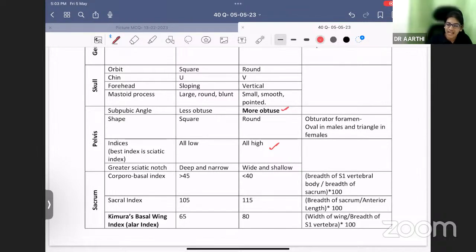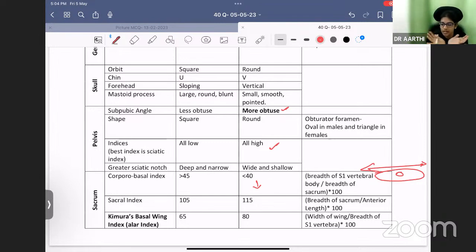If you understand the basis of it, you will be able to get it. The corporobasal index is the breadth of the vertebral body by the breadth of the whole sacrum. For females, to accommodate the child, the wings get spread outside. The vertebral body will be small in the center, but the wings spread outside, so the breadth of the sacrum is very high. Automatically they will have a lower value, less than 40.